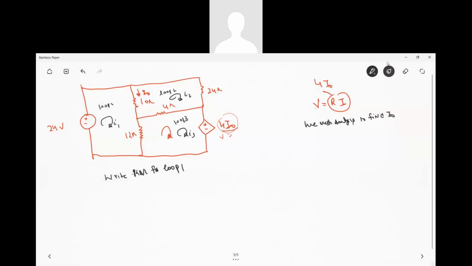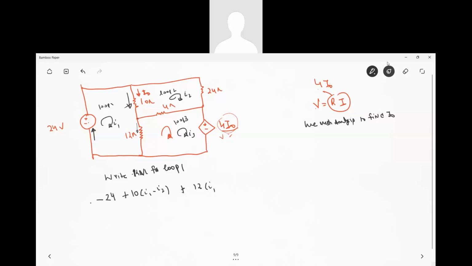Start from here, right? So this becomes minus 24. Then here, 10 into I1 minus I2. Very good. Then here it will become 12 into I1.